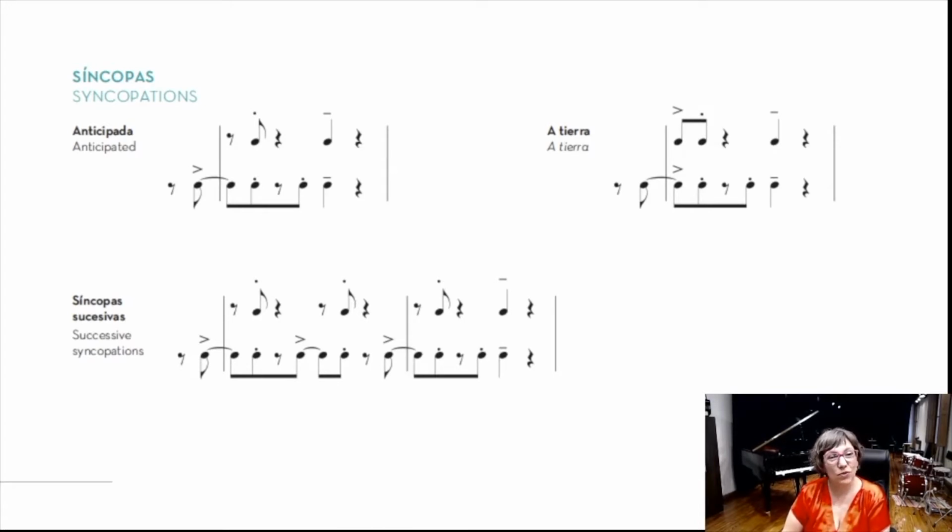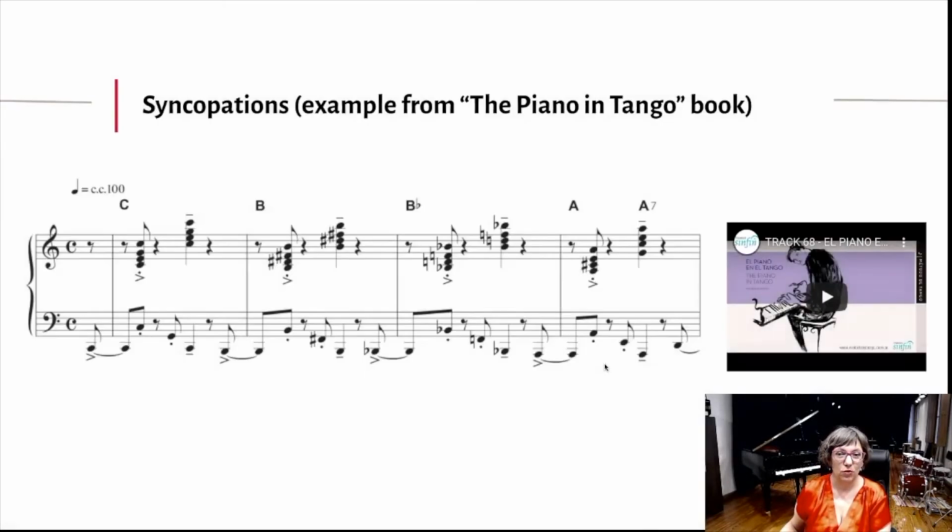Great, so let's go to syncopations. We have anticipated syncopation, a tierra, which means that the accent is on the downbeat, and successive syncopations. These marking models are also possible to find in Astor Piazzolla's music. Let's listen to a syncopation. In this case, it's anticipated.